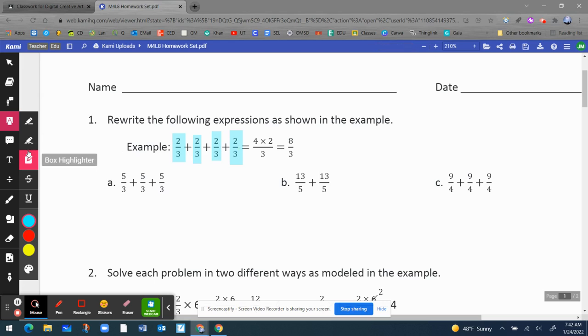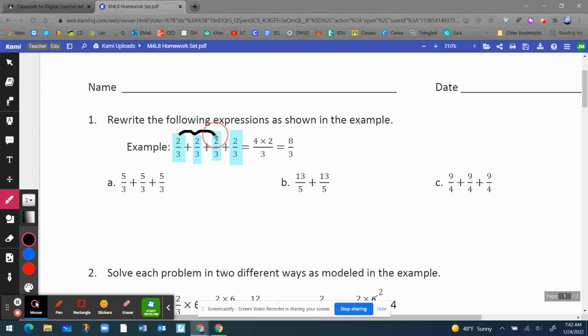You counted in these examples. What you do, you count how many twos you have. One, two, three, and that gives you the number 4. And you multiply it times 2 because that's the number that was repeated 4 times. And obviously, the product of 4 times 2 equals 8. And because these are fractions that have the same denominator, then you write the same denominator.